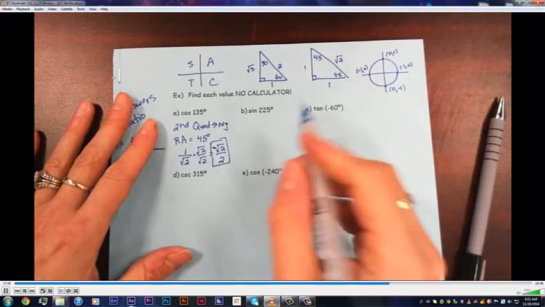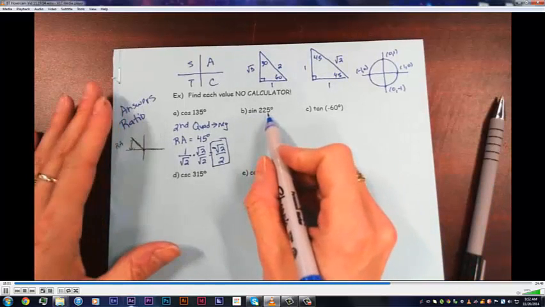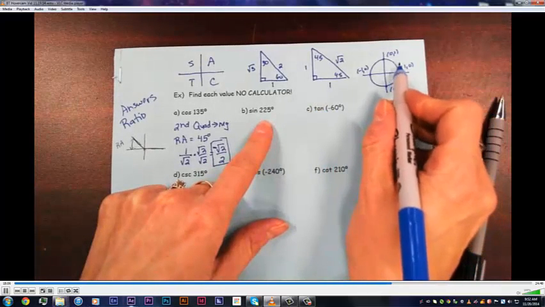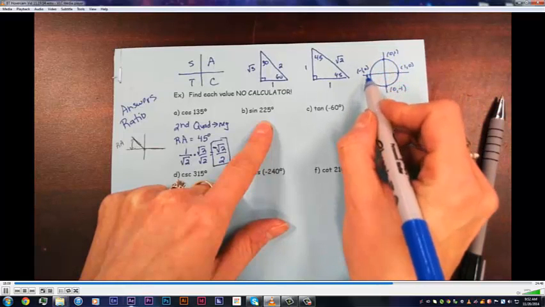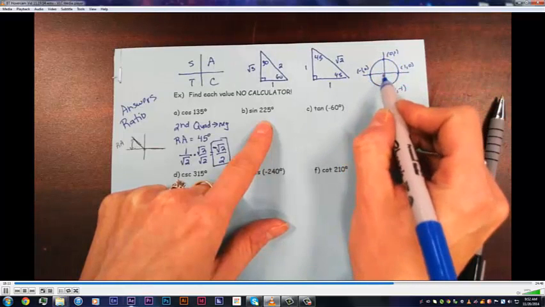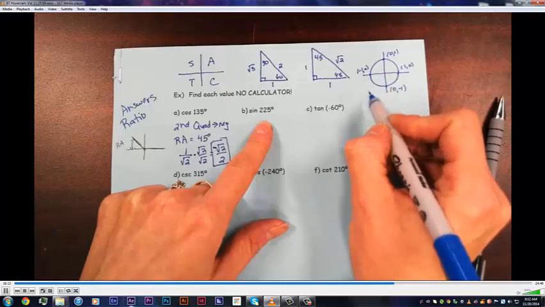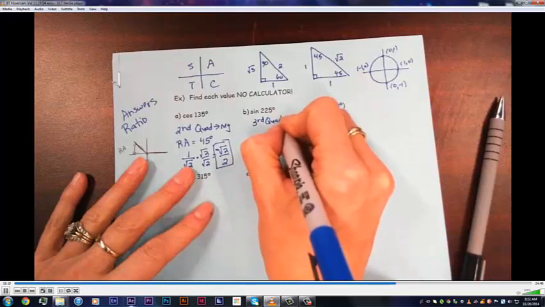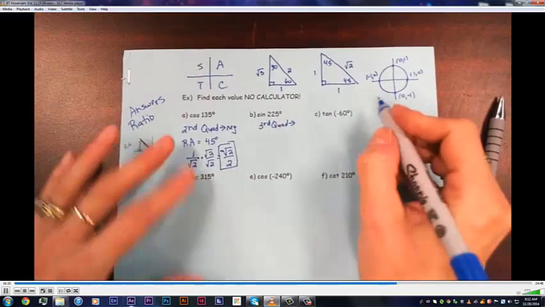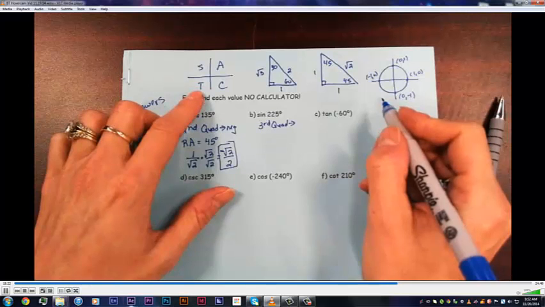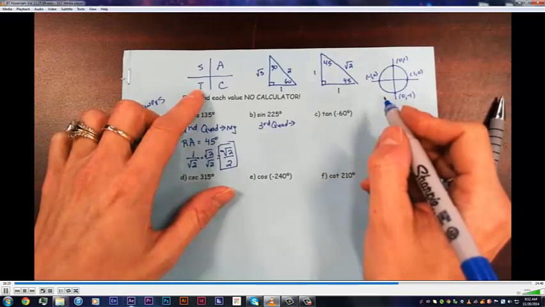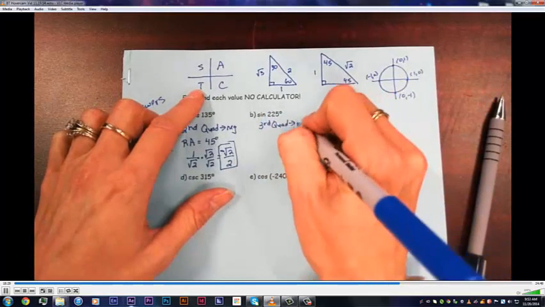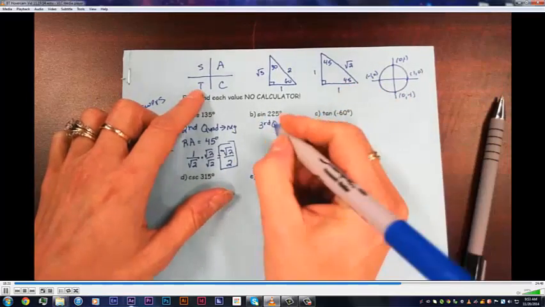Okay, let's try another one. Sine of 225. Okay, 225 degrees, moving in the positive direction, counterclockwise, 90, 180, 225, right there in the third quadrant. So we have a third quadrant angle. In the third quadrant, what are the only trig ratios that are positive? Tangent. Okay, and its reciprocal partner, cotangent. So sine is going to be negative. Okay, reference angle.